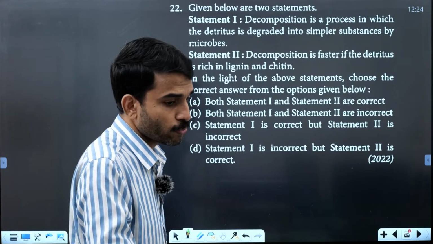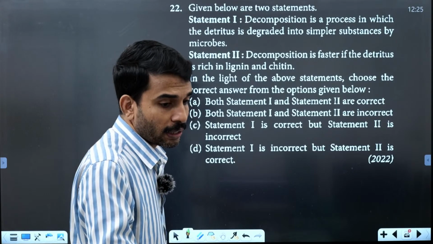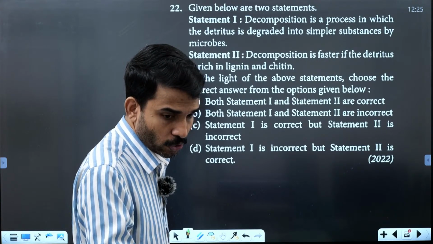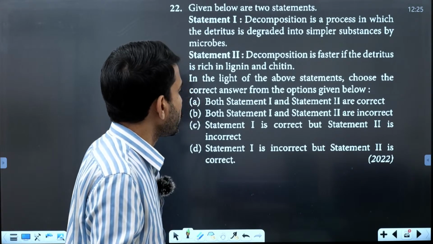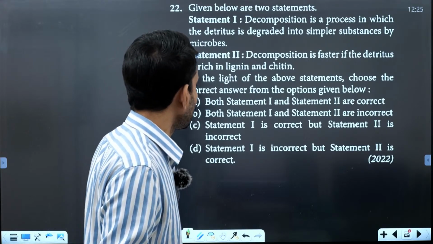So both the statements we will just check. Vismay has guessed, she has already given an answer. Statement 1 is correct, but statement 2 is incorrect, right?